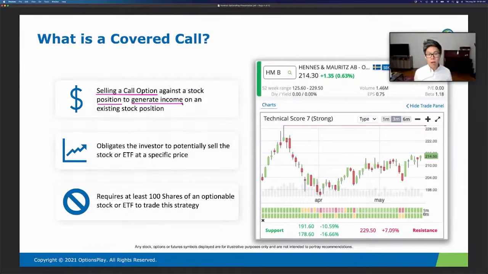Because when you sell a call option, you have the obligation to sell the stock sometime in the future at a specific price. Now, what does that sound like? That sounds exactly like a limit order.